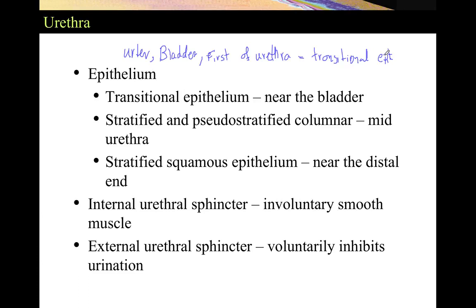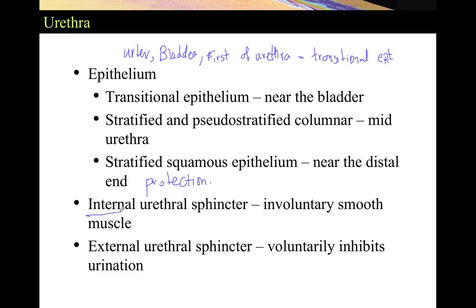Now, as you go down, you can see that the cells become stratified or pseudostratified columnar somewhere in the middle. And when you get closer to the outer edges of the urethra, it becomes stratified squamous with the goal of protection. So in this case, the goal is not to stretch, it is rather protecting, because it's opening up to the outside. Lastly, for the urethra, do remember that it has two separate sphincters, which are circular muscles that control the urine release.